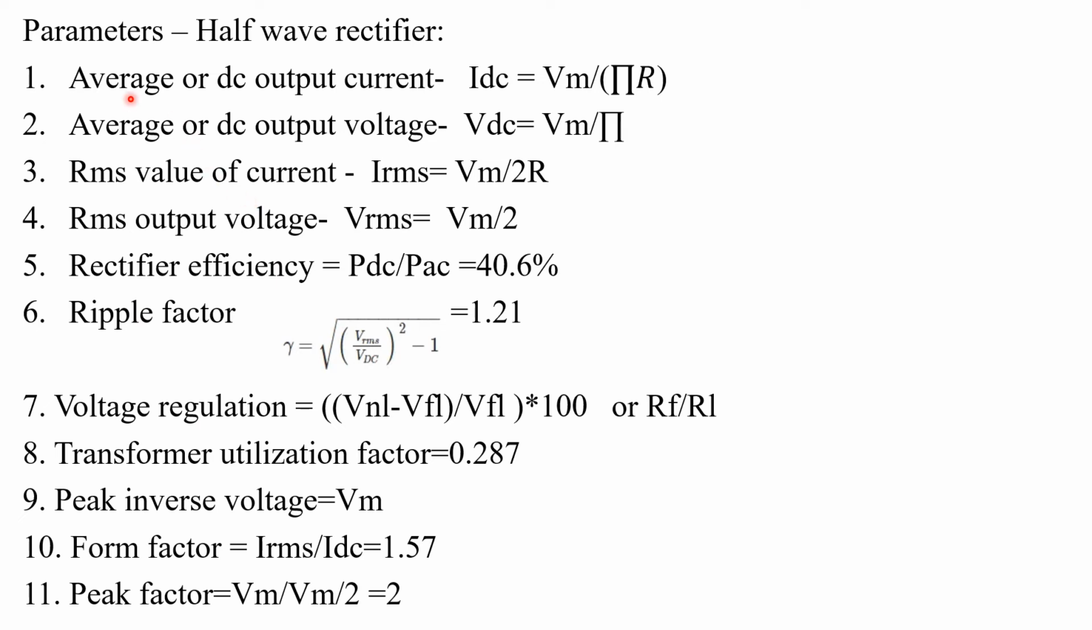For technical exams, these 11 points are very important, and their derivations are not important, so derivations are not included in this video. Just the final results are used here to explain the parameters. First, the parameter, that is average or DC output current. You know that output will be DC, so IDC will be the output current. It will be Vm divided by pi R. Vm is nothing but the maximum voltage.